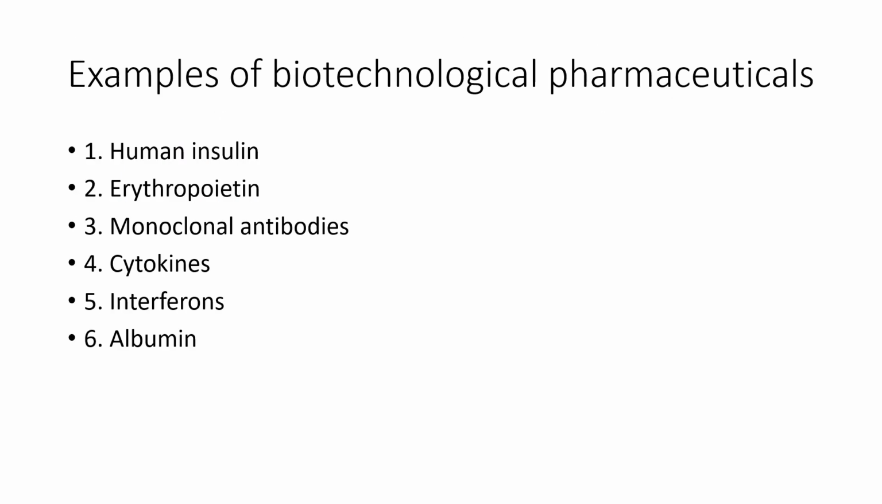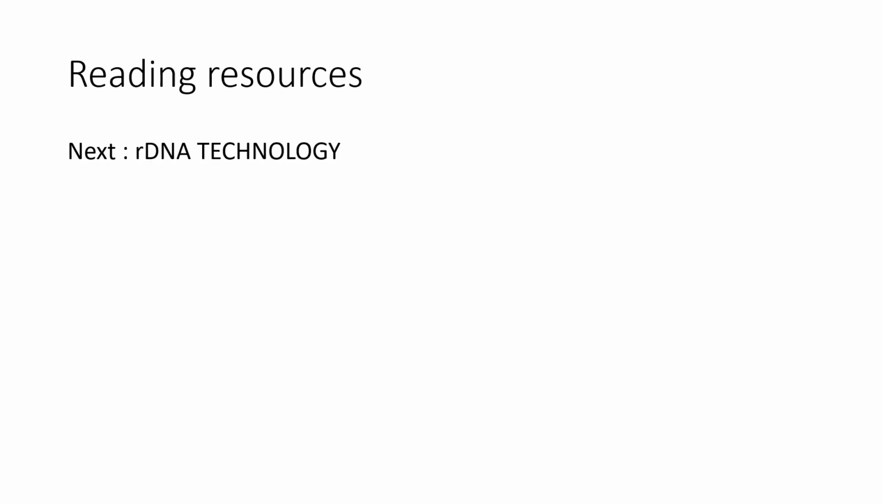And then finally, what are some examples of biotechnological products or biologics? What are these pharmaceutical products that have been manufactured using biotechnology? We have human insulin, of course, which was the first ever produced biologic. Then we also have erythropoietin, monoclonal antibodies, cytokines, interferons, and albumin. We'll understand as we go by the different types or categories of biopharmaceutical products. And in the next lecture, we're going to look at recombinant DNA technology as a process.